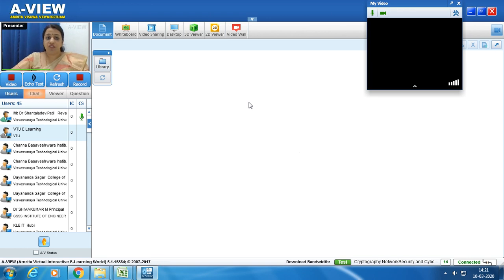Now let's see what we mean by the weak collision resistance property. Given an input value x1, it is computationally infeasible to find another input value x2 such that both their hashes are equal. In this diagram we can understand that I am given x1, and for this x1 I know how to calculate h of x1. Now I need to find another input x2 which will also give me a value h of x2 which is equal to h of x1. This calculation should not be possible according to the weak collision resistance property.